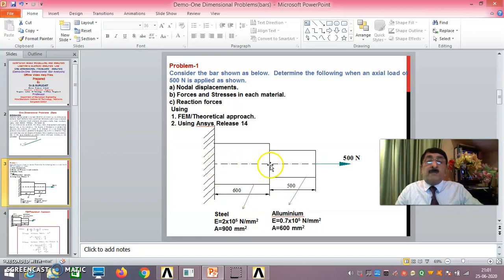But there will be displacement at U2, and there will be displacement at U3 also. Okay, these things you have to find out: the nodal displacements, and the forces and stresses in each material.